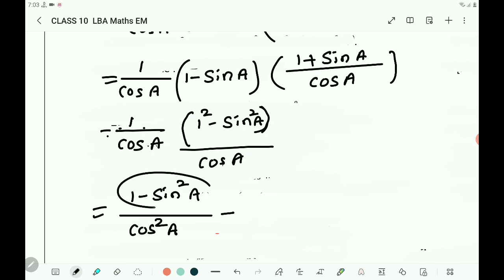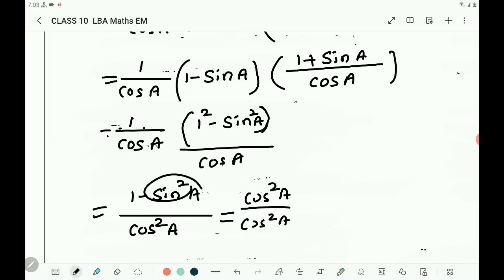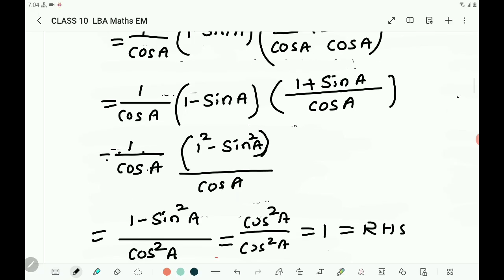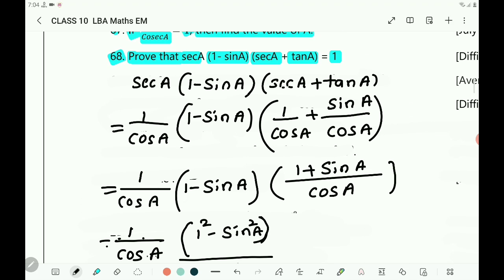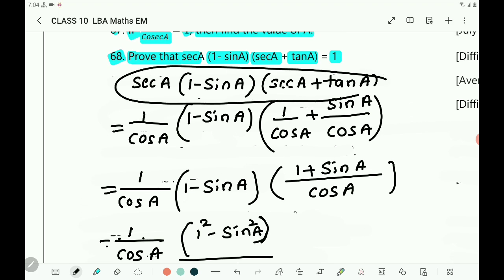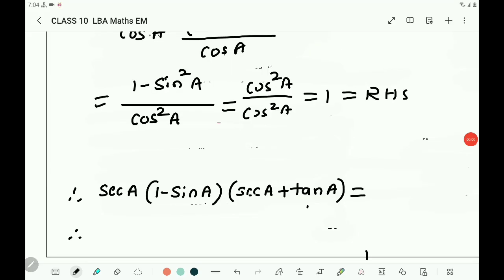That is 1 minus sin square is again cos square A by cos square A. You know the identity that sin square A plus cos square A is equals to 1. Therefore 1 minus sin square A is cos square A. You got cos square A by cos square A, which is equals to 1 equals RHS. Therefore secant A into 1 minus sin A into secant A plus tan A is equals to 1.